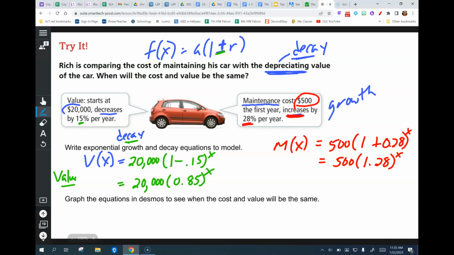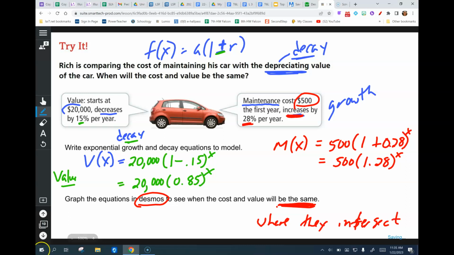Now I want us to find out when this will be the same amount. We're going to go to Desmos right now. Where is it going to be the same amount? That's right, it's where they intersect. So we're going to find out approximately where they intersect, and how many years that will be.